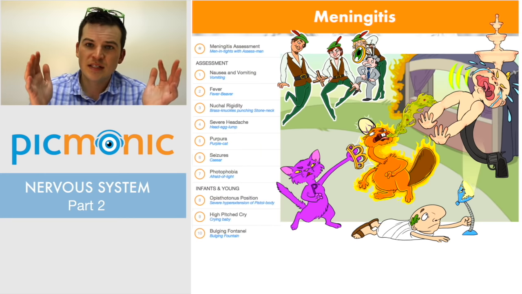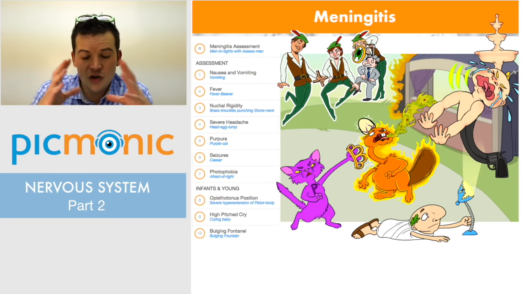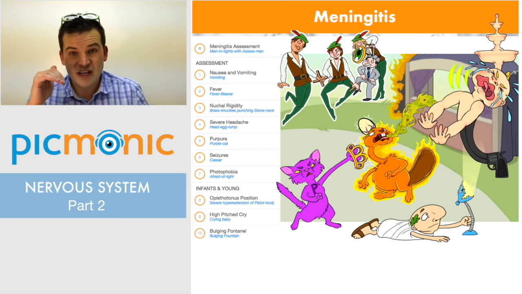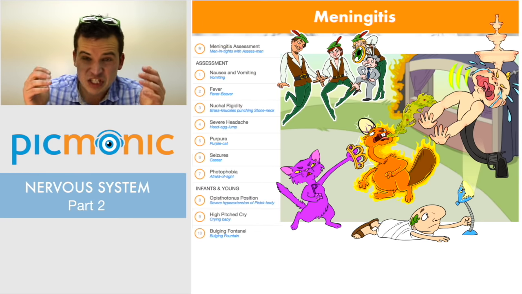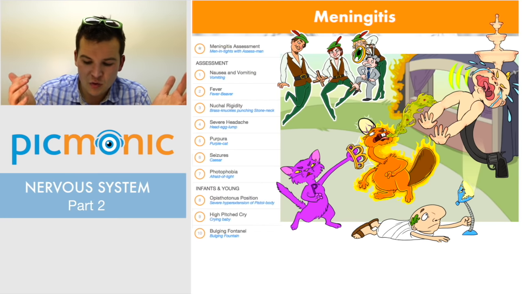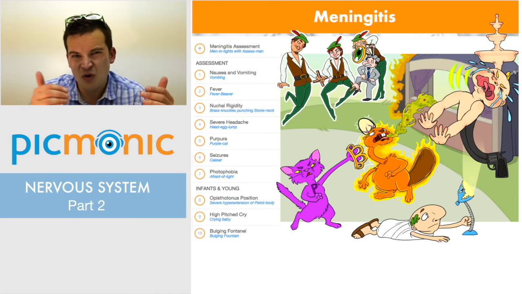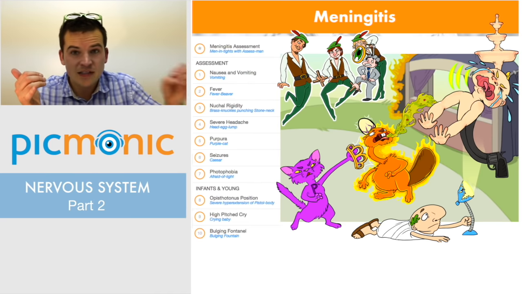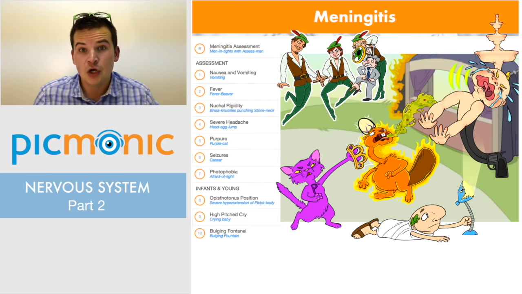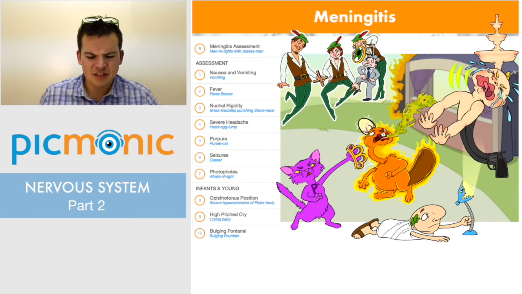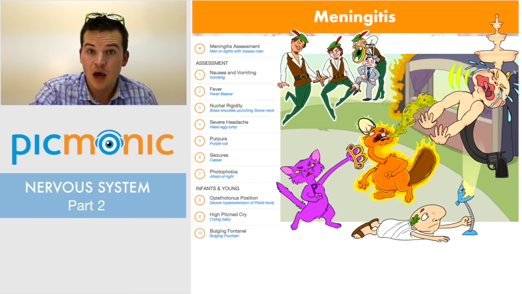The other one is Koenig sign. Koenig sign is when you raise the legs, the knees to the chest, and you will have severe pain as well when you bring the knees up to the chest, and that's Koenig sign. And that's just another really important thing to know.